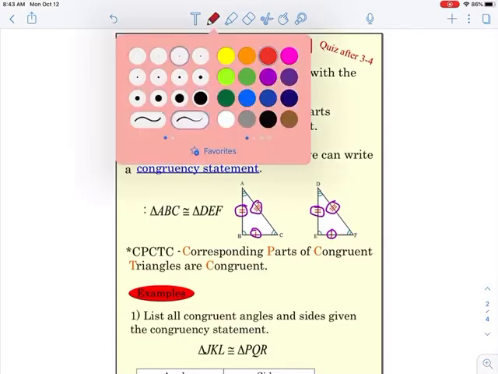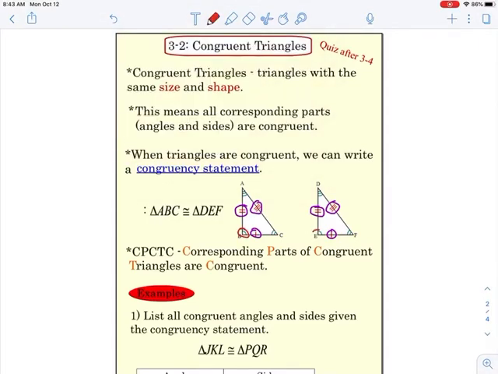Same thing's going to happen with your angles. The 1 hash congruent to the 1 hash. So angle B is congruent to angle D. 3 hashes, angle A is congruent to angle D. And then 2 hash and 2 hash, that means that angle C is congruent to angle F.